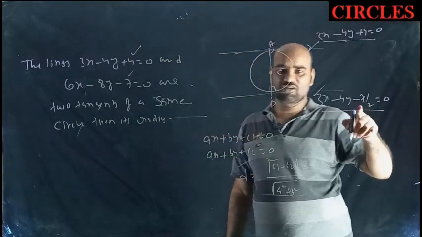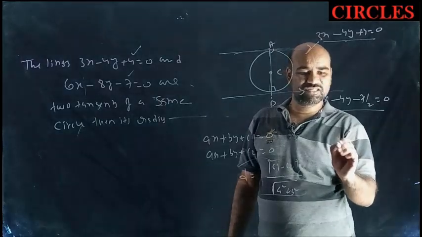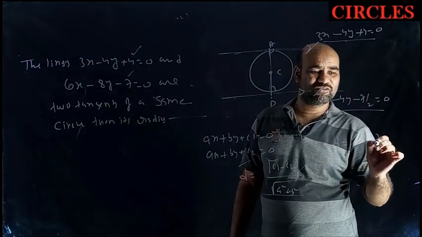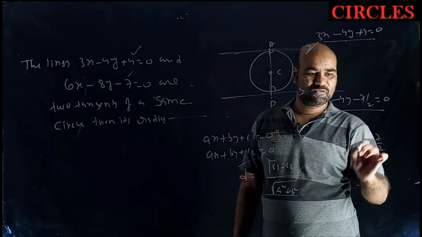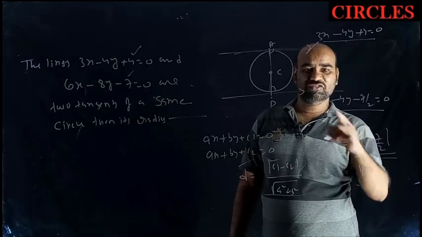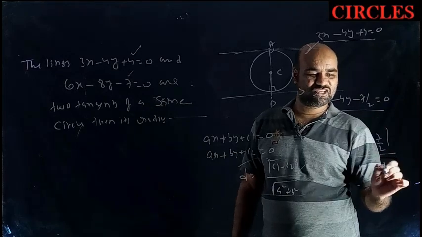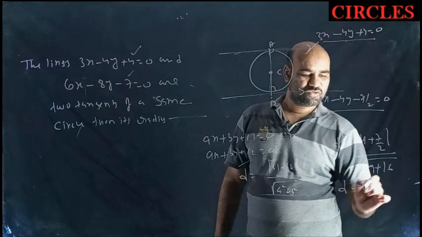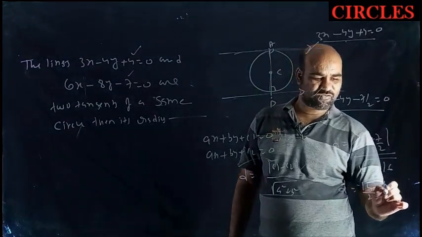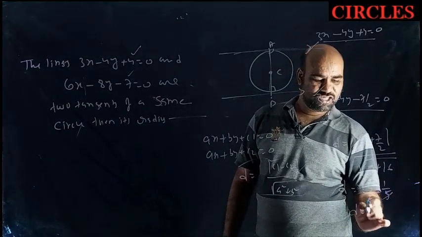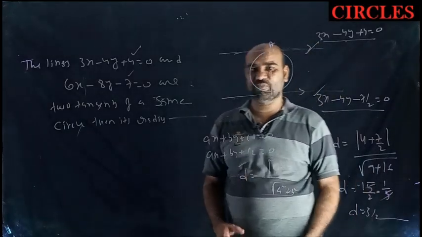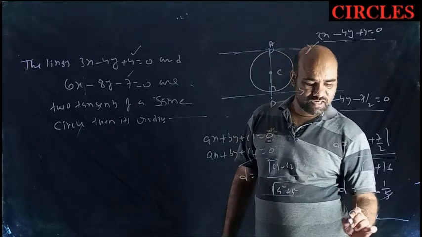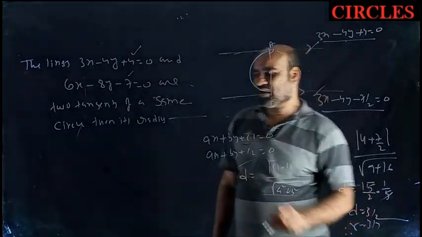So these two are parallel only, no? So I can find the distance between them: D equals mod of 4 minus minus 7 by 2, that is c1 minus c2, by root over a square 9 plus b square 16. Okay? So D equals 15 by 2 into 1 by 5, which is 3 by 2. D equals 3 by 2. Diameter is 3 by 2. Now the radius is half of that, half of 3 by 2, which is 3 by 4. Therefore the radius of the circle is equal to 3 by 4.